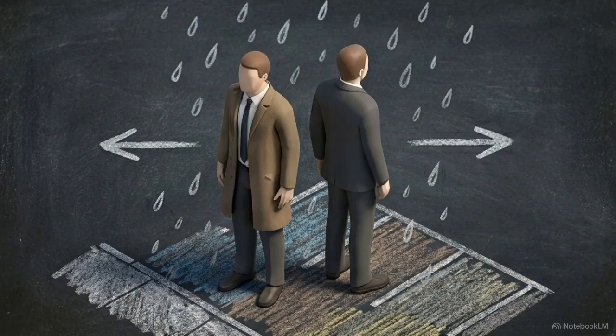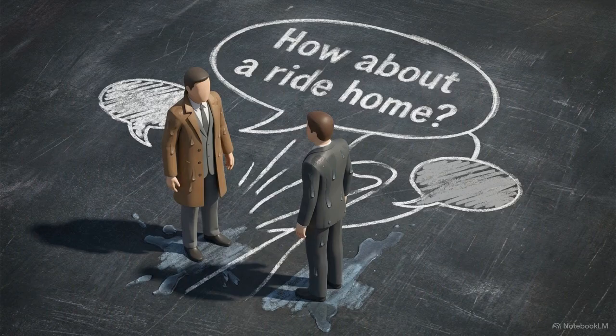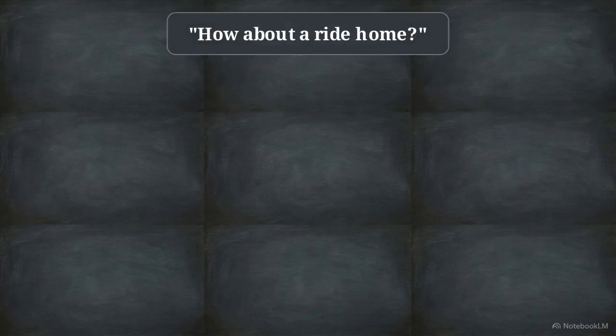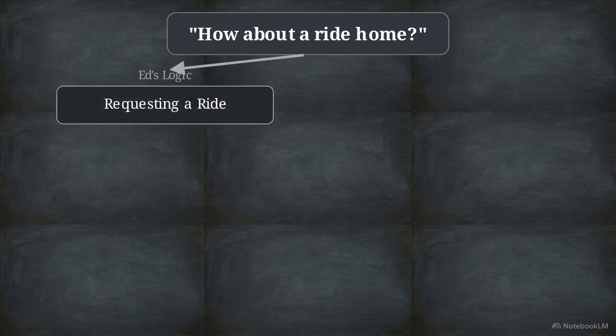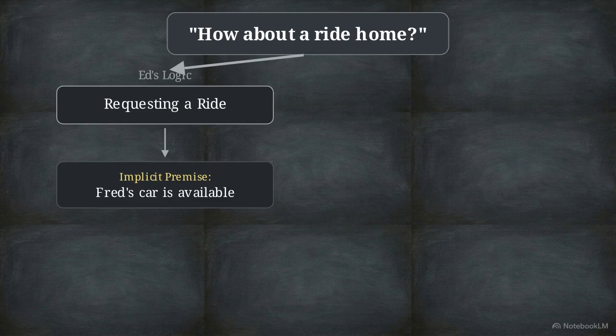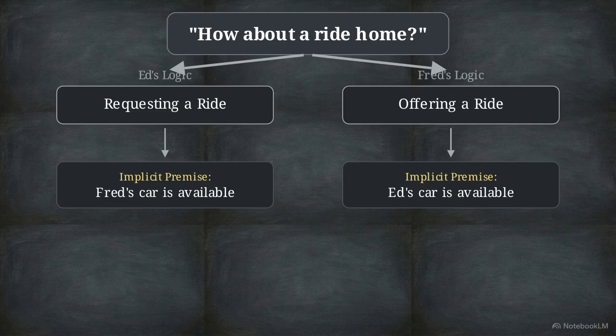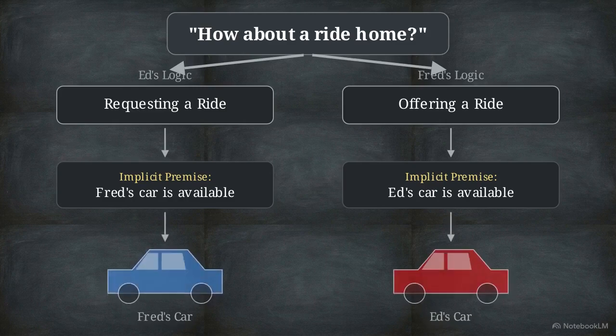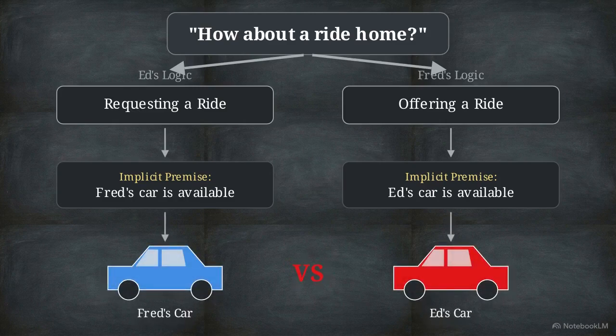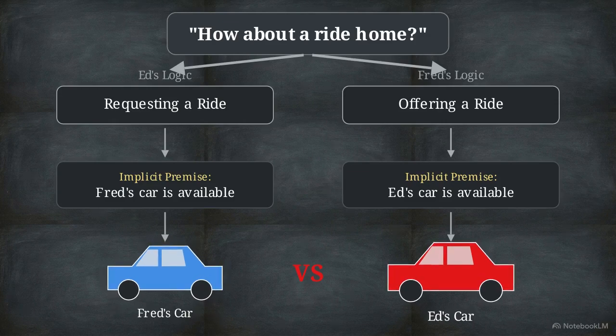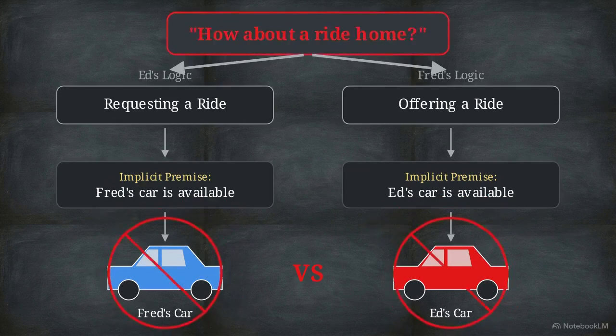Consider two colleagues, Ed and Fred, leaving their office building and walking out into a rainstorm. Ed looks at the rain and asks, "How about a ride home?" Fred agrees, and they walk to the parking lot. On the left side of this split-screen logic tree, we map Ed's internal logic. He assumes he is requesting a ride. His implicit premise, Fred's car is available. On the right, Fred assumes Ed's offering a ride. His implicit premise, Ed's car is available. One question branches into two mutually exclusive conclusions. Ed expects Fred's car, and Fred expects Ed's car.